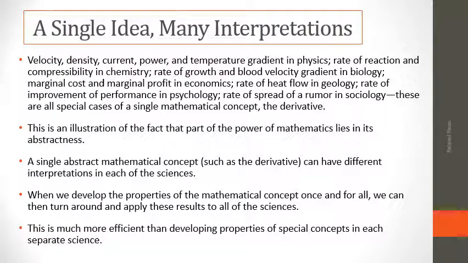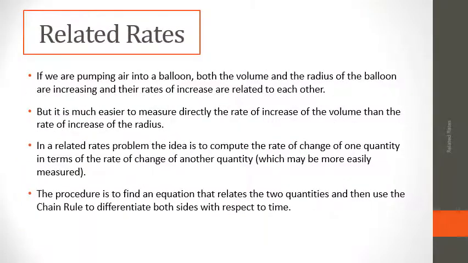Here are more examples, talking about a single idea with many, many interpretations. So the very idea of a derivative or a rate of change or a slope has so many interpretations depending upon what field of study you're involved in. In related rates, you're literally finding a relationship, hence the related part. You're finding a relationship between the variables and you're finding the derivative of all the variables, hence the rate of change.